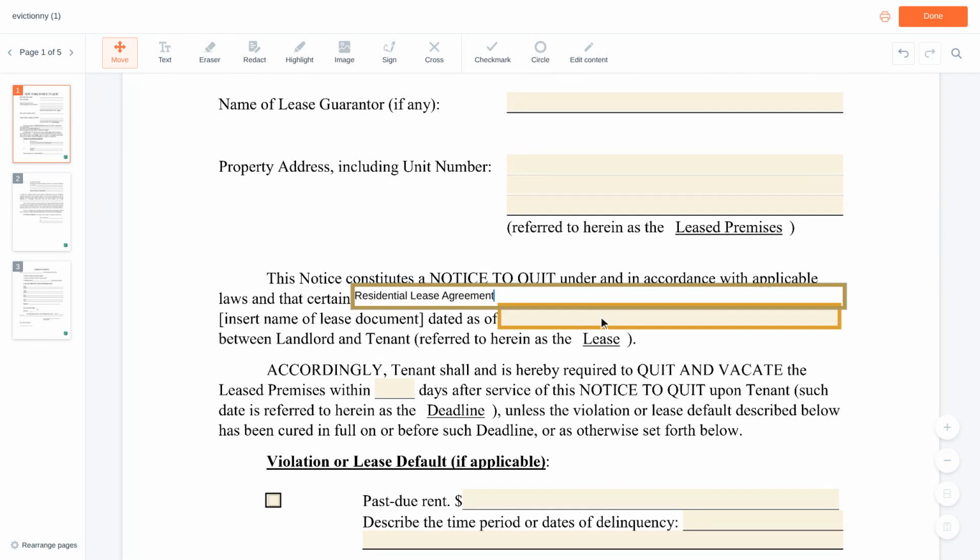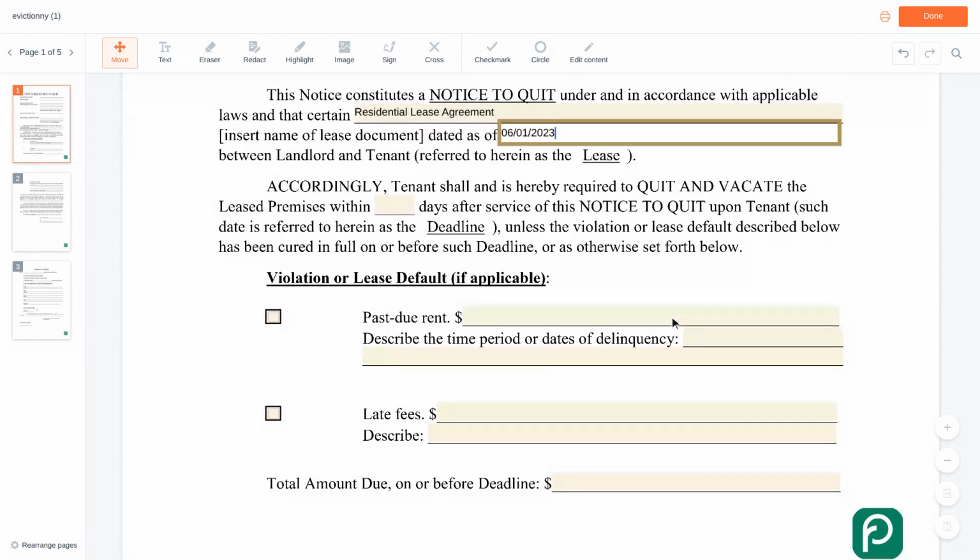In our example, the problem is unpaid rent, so we tick past due rent, enter $1,200, and describe the period, February rent due on the 1st. We tick late fees, $50, then the total amount due, $1,250. Tick only the boxes that actually apply and be specific. A vague notice is easier to challenge.